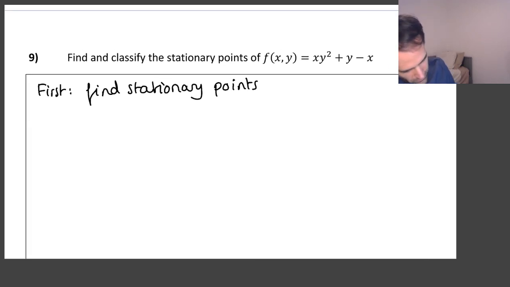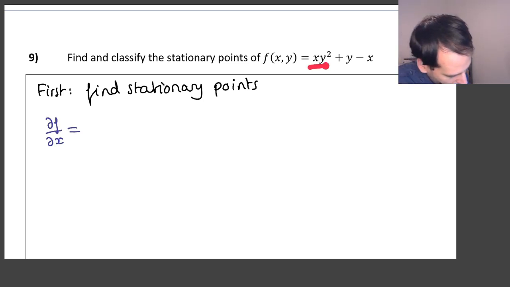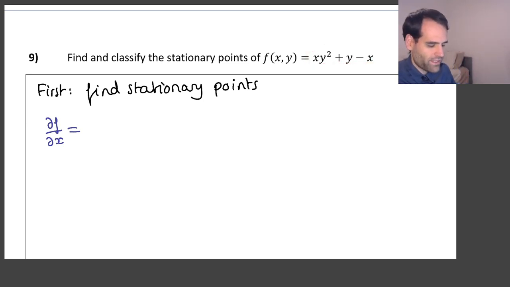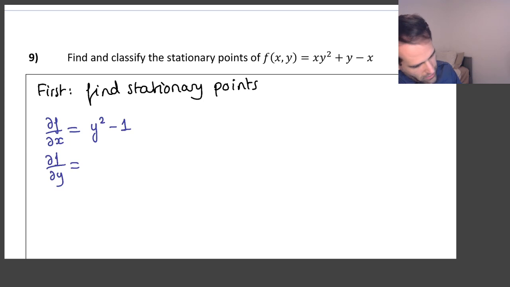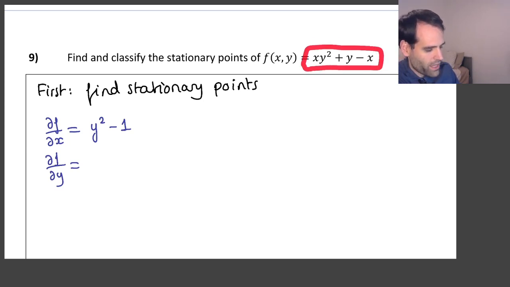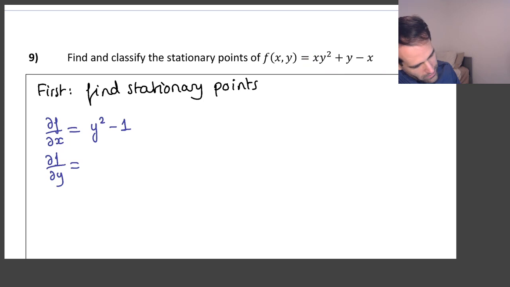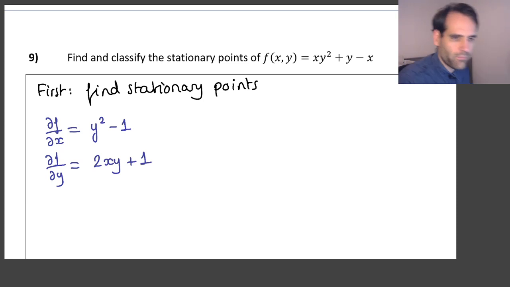So let's do it. Partial of f with respect to x equals. We need to do the derivative of this with respect to x, imagining that y is a constant. This is very easy. This is going to be y² plus 0 minus 1. And the partial of f with respect to y, we have to do the derivative with respect to y, imagining that x is a constant. So that will be 2xy plus 1 minus 0. Those are the first order partial derivatives.